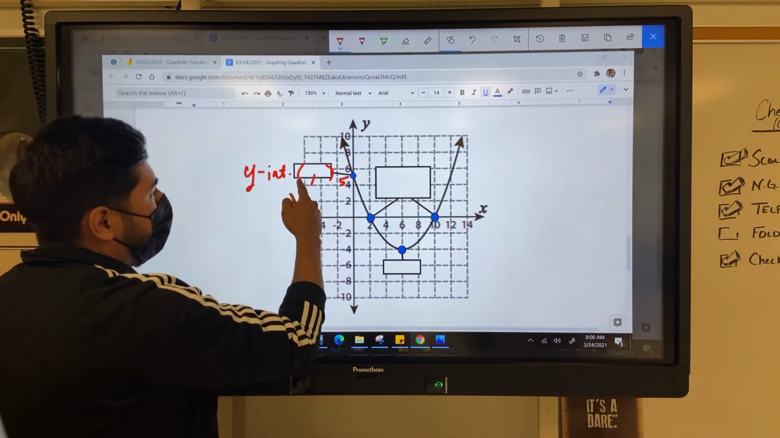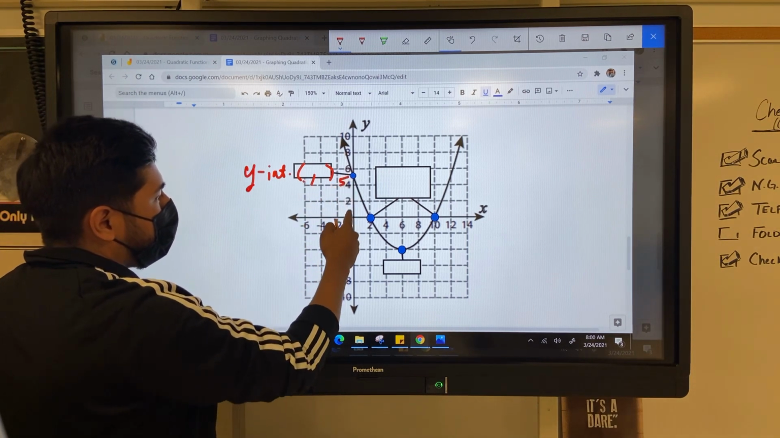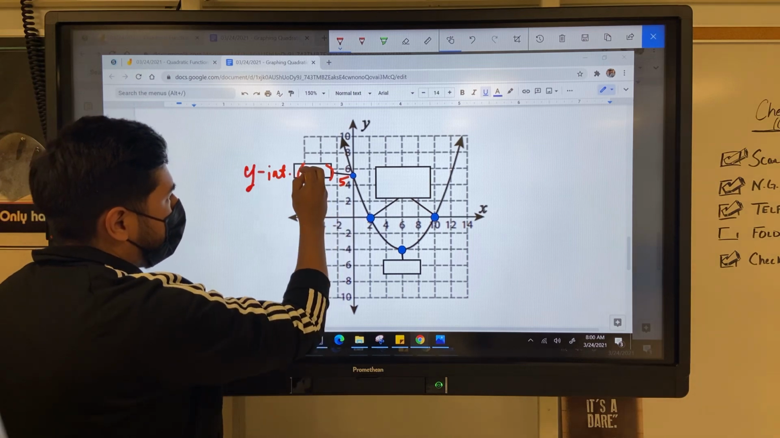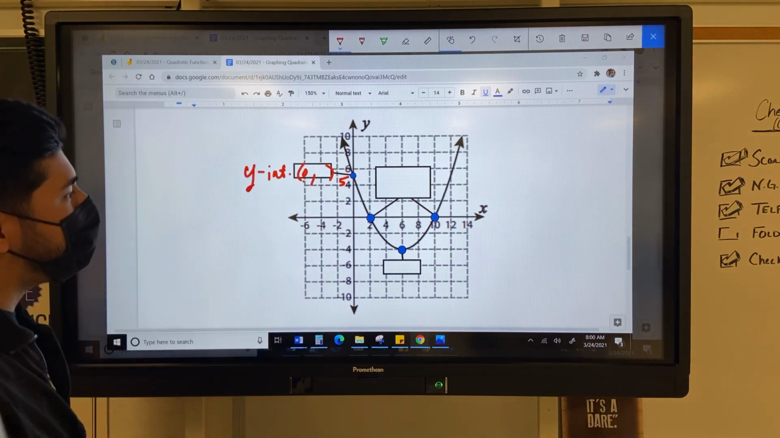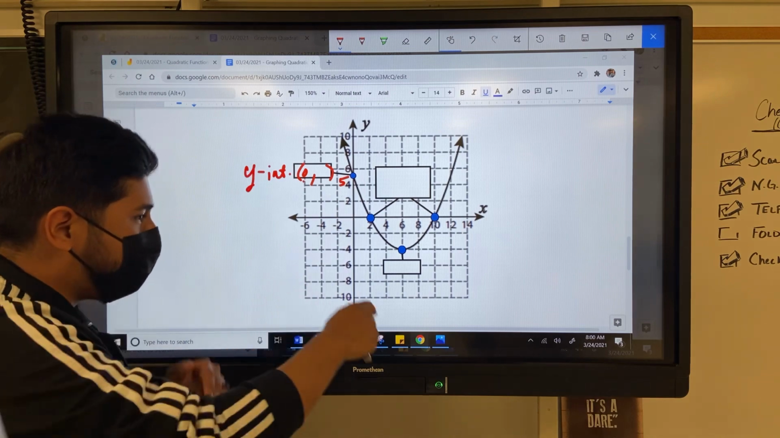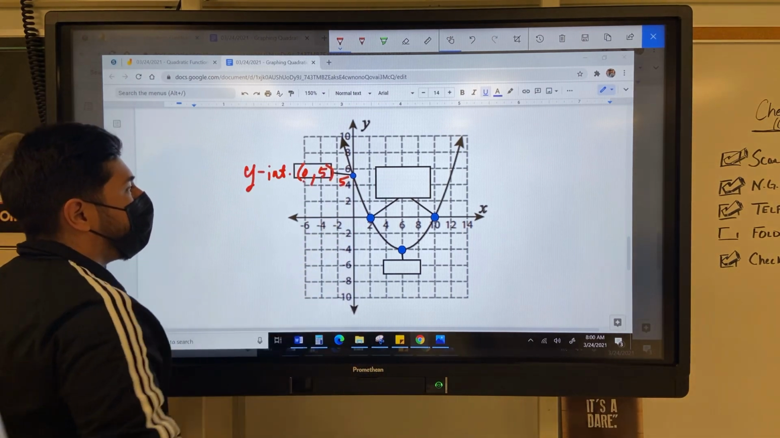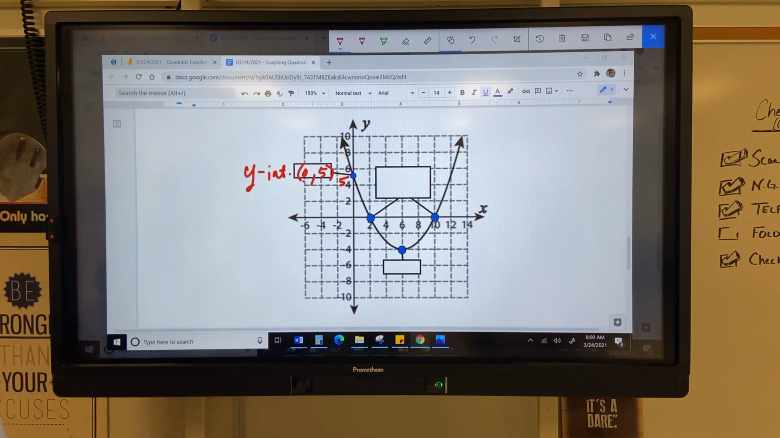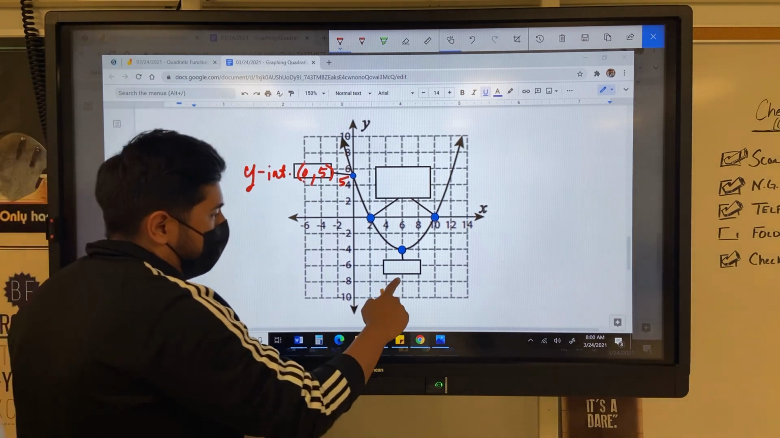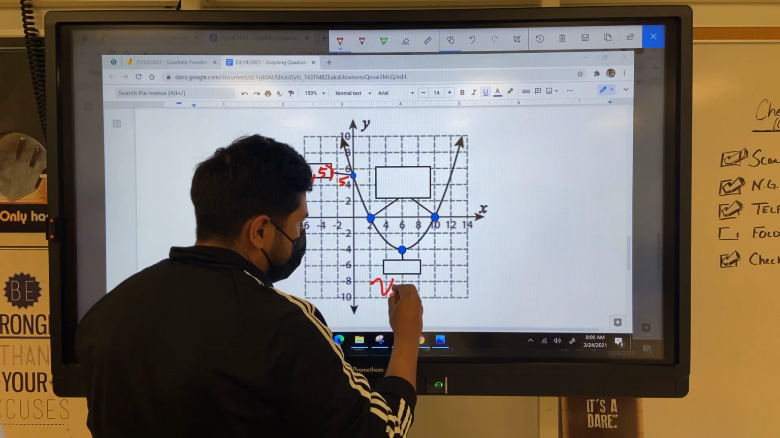If I want it as a coordinate, what is my X value for this point? It's right here, which is technically 0. Trust me, if you want to look it up, put 0, 5, you're going to see the point pop up right up there. But 0, 5. This bottom box, this is my vertex.